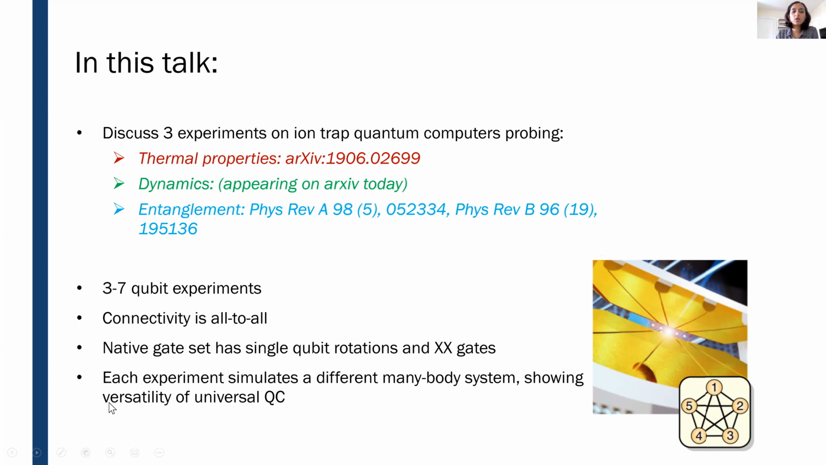And the very special thing was that all of the experiments in this talk that I prepared were simulating a completely different many-body system. Whether it was a many-body localized system, a thermofield double state, or a Fermi-Hubbard model, they were all implemented on the same universal quantum computer. So this really shows how versatile these universal QCs are.